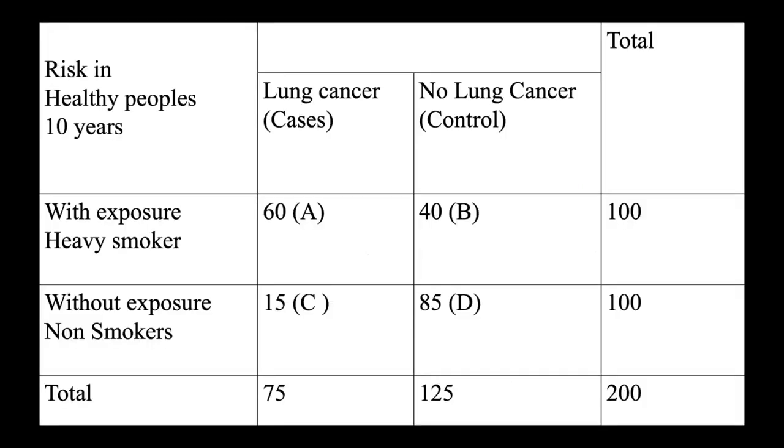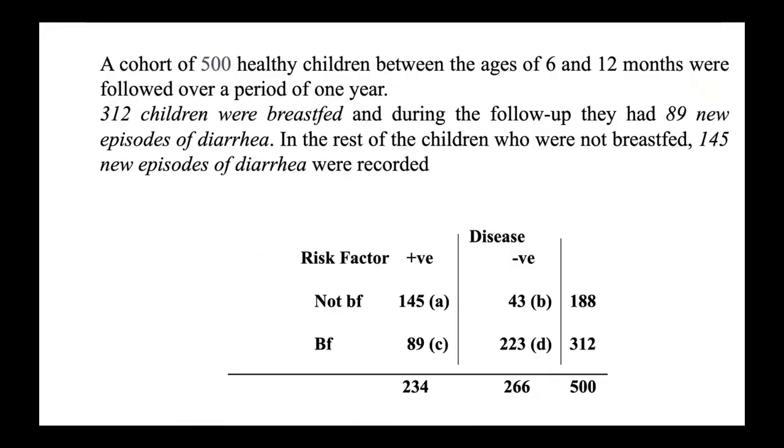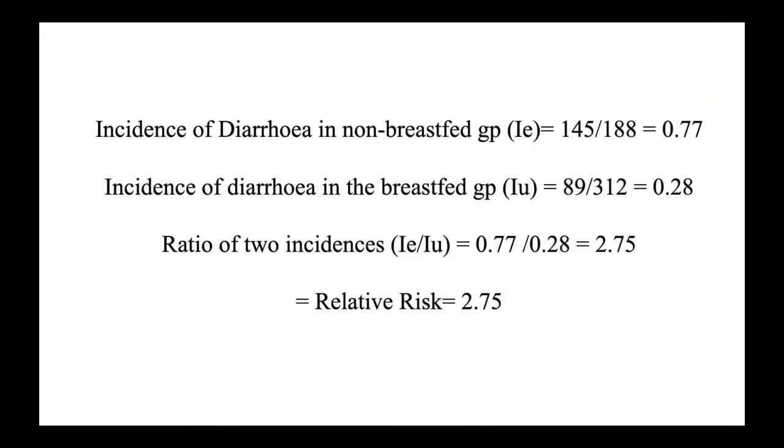The formula was this. I gave the exposed divided by this. This is A over A plus B, divided by C over C plus D. So if you apply the same here, this is an example of this one. 145 by 18 is 0.77. 89.312 is equal to 2.2. So this 0.77 divided. So in this way, the association is not stronger. No doubt it is greater than 1 as compared to our previous study.